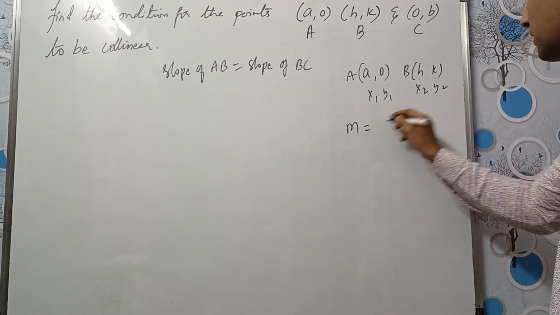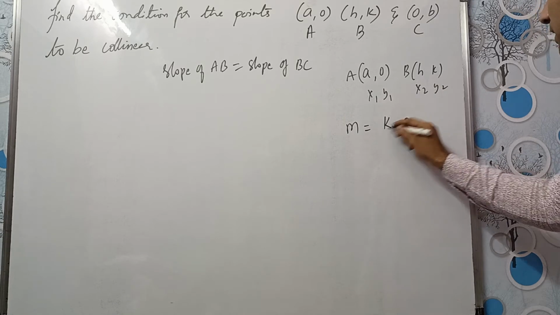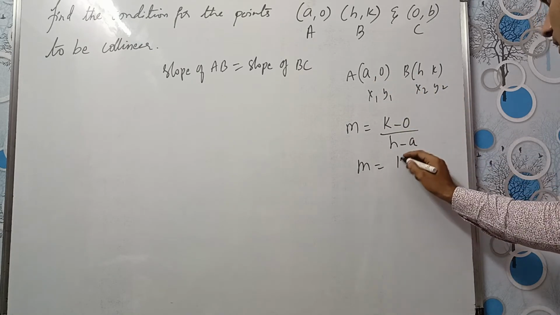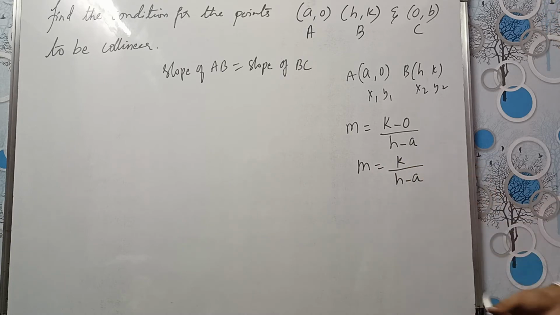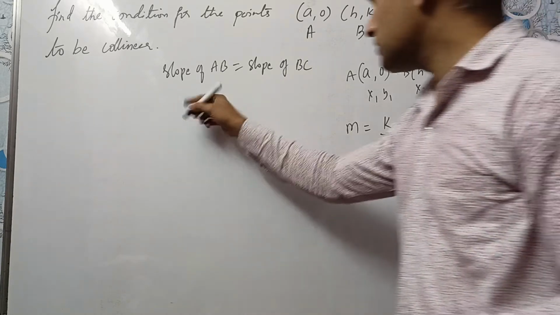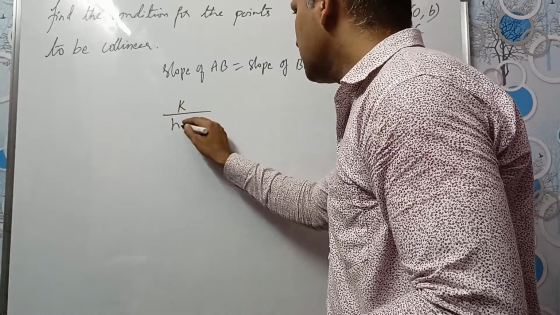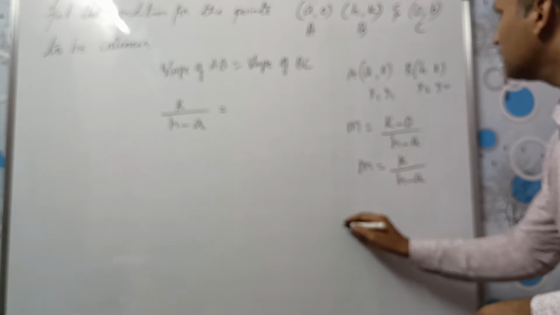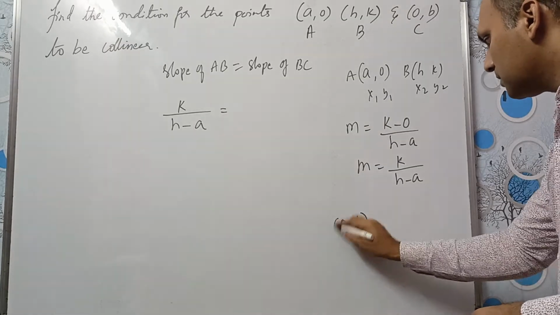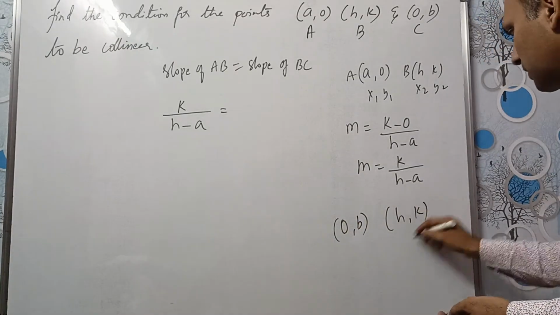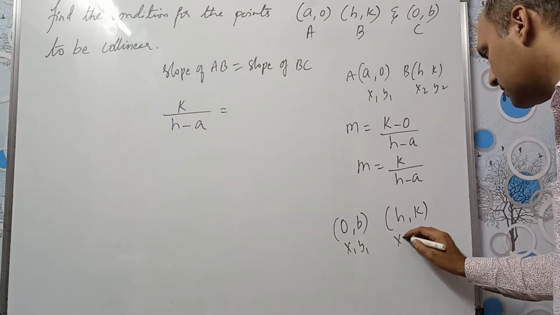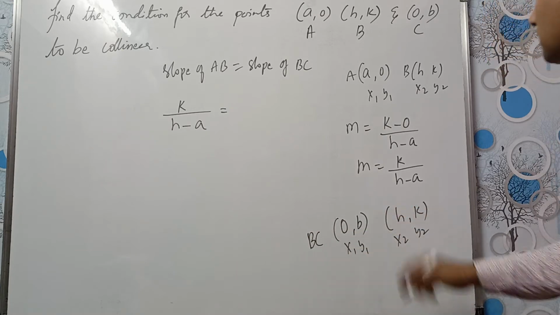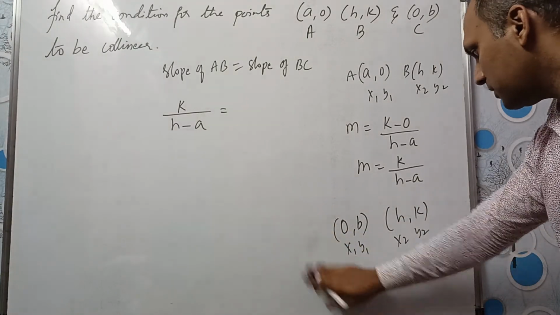Slope will be equal to y2 minus y1, k minus 0, x2 minus x1, h minus a. So this is k divided by h minus a. Okay, so the slope of AB is k divided by h minus a is equal to, let us find the slope of BC. Okay, 0 comma b, CB or BC, same, right? H comma k. So if you write this as x1 y1, this as x2 y2, slope of these 2 points, this is BC, right?